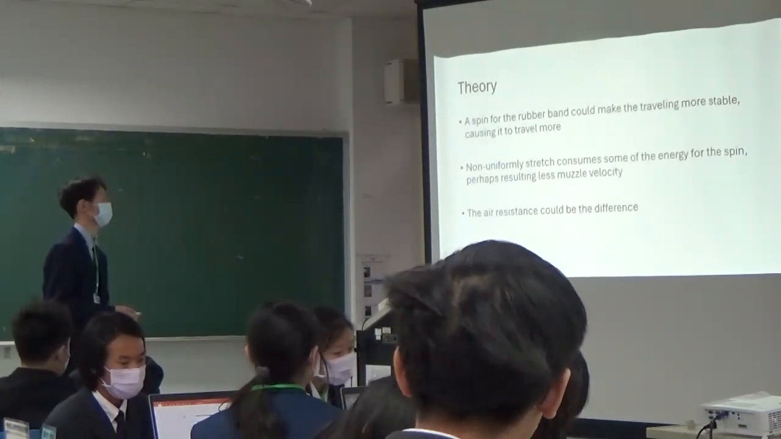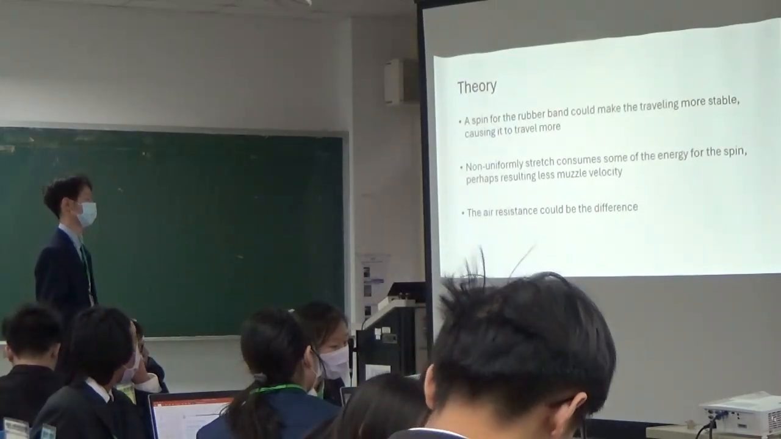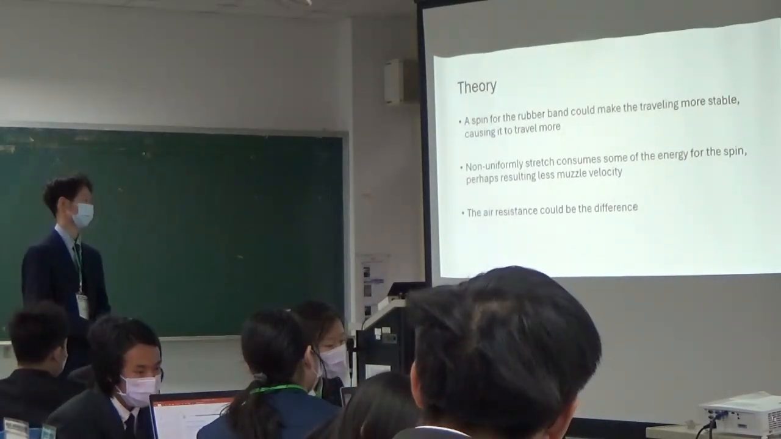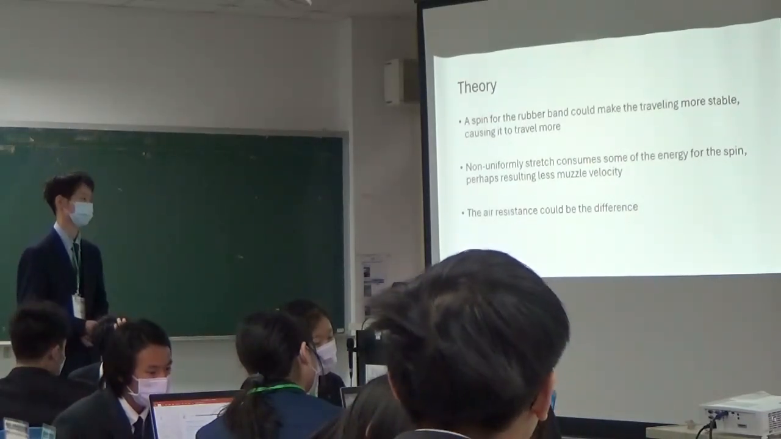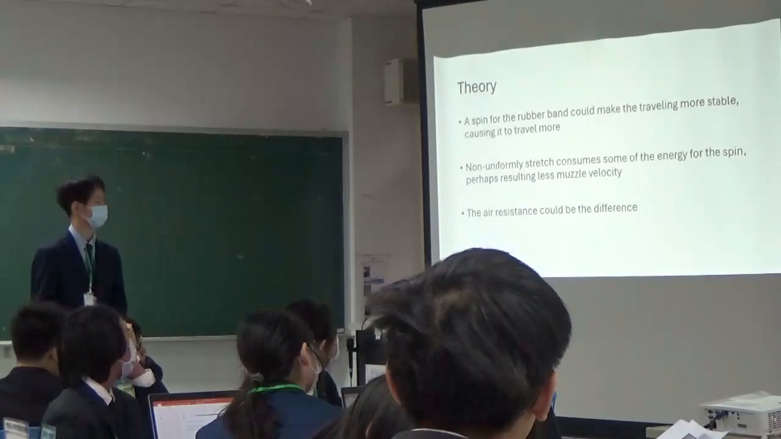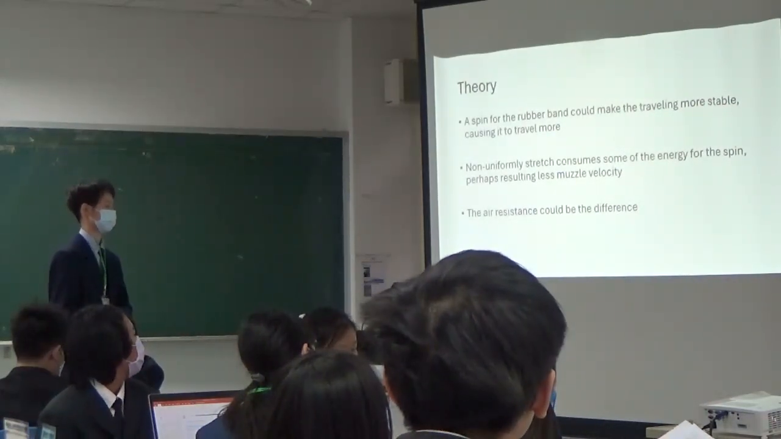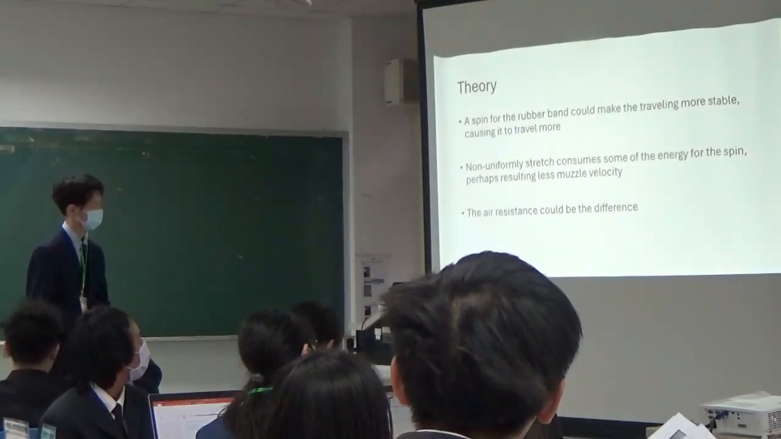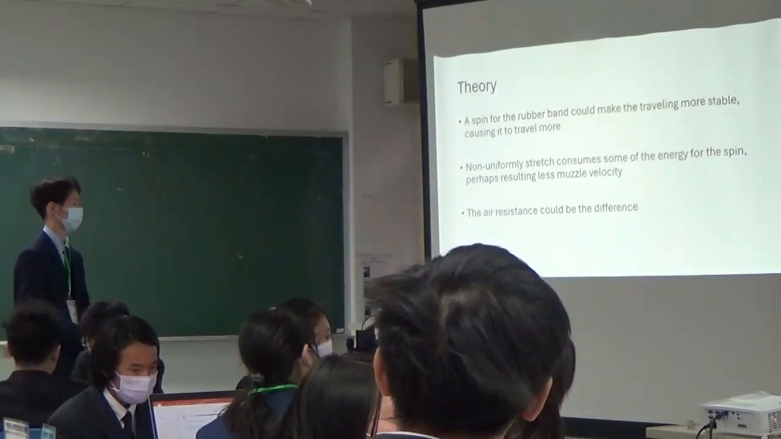So our theory is that a spin for the rubber band could make the travel more stable, causing it to travel more. Also, the non-uniform stretch consumes some of the energy for the spin. Perhaps the result could be a lower muzzle velocity. And the air resistance could also make a difference in the flight.